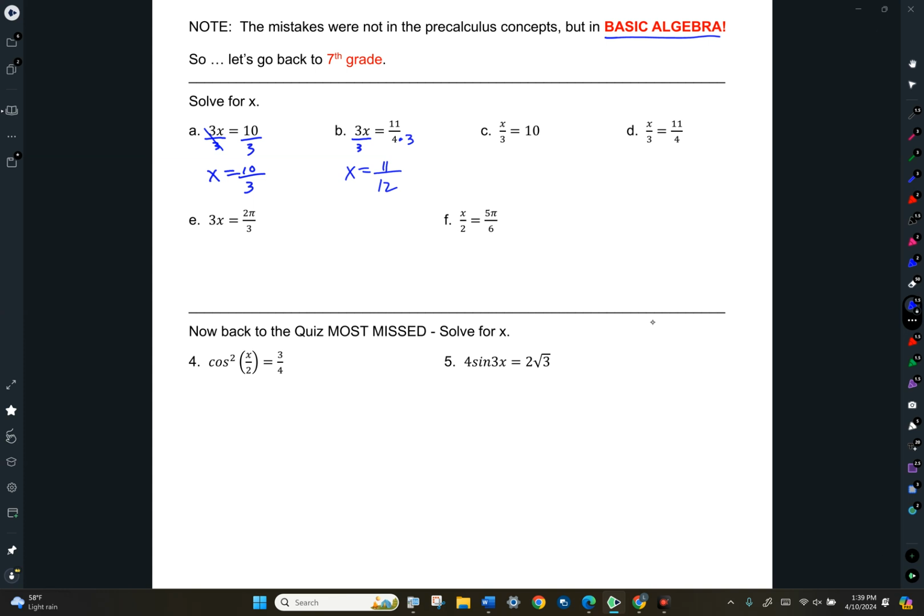Okay, look at letter C. If I want to solve for x in this case, in order to get rid of the 3, I'm going to have to multiply both sides by 3. And when you multiply by 3, I think you can tell x equals 30.